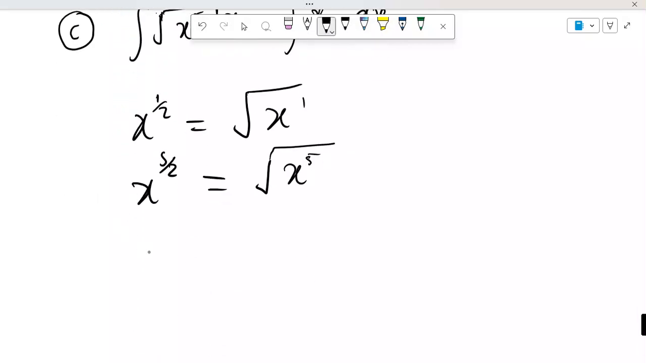Okay. So write another one. Let's say x to the power 3 over 2. Okay, so this you write square root x.